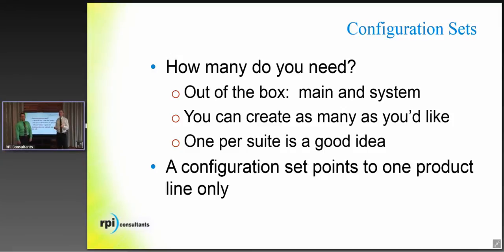The configuration set points to one product line only, so you will need multiple if you want to have a flow that can talk across product lines for some reason. And an individual configuration set can only have one JDBC connection too. So if you have multiple databases you want to reach out to, you need a configuration set for each.